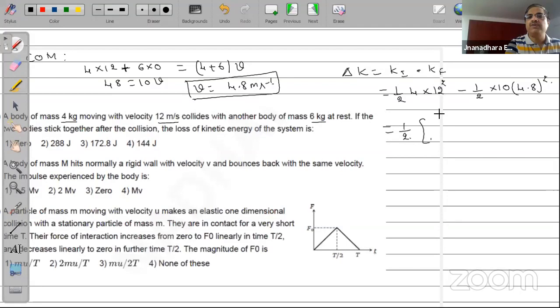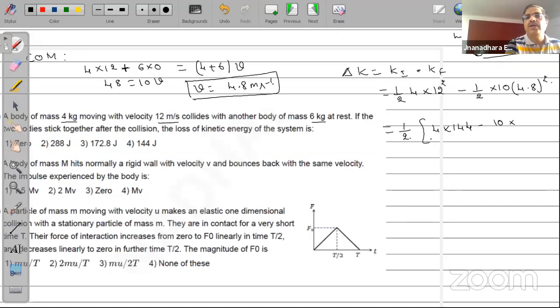So this will be half of 4 into 144, minus this. This will be 10 into 4.8, the whole square. What will be 4.8 the whole square roughly? 4 square is 16. 4.8 into 4.8. We'll have to very quickly do this and see.